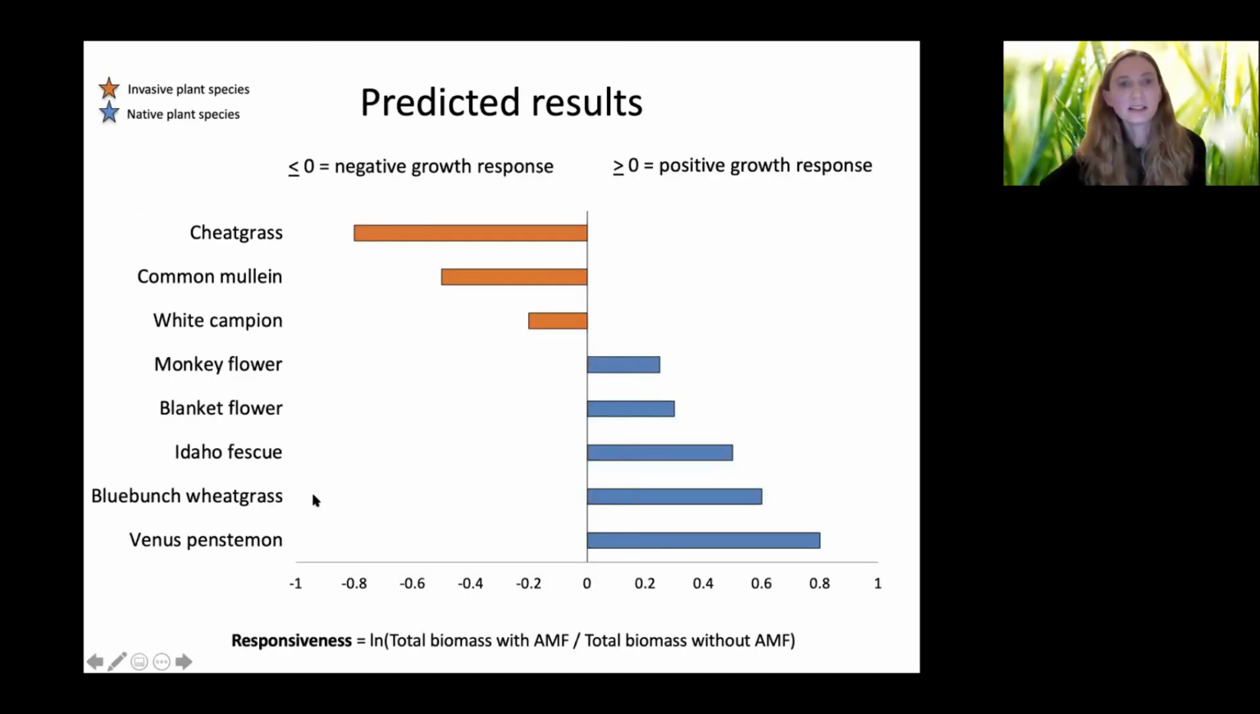What we had predicted for these first 8 plant species is that the invasive species or the non-native species would have a negative or neutral growth response to mycorrhizal fungi. And we had predicted that these native plant species would have a positive growth response to the mycorrhizal fungi in the soil inoculum, and that there would probably be some variation in response on both sides. And the invasive species are going to be in orange, and the native ones are in blue for the next few slides.